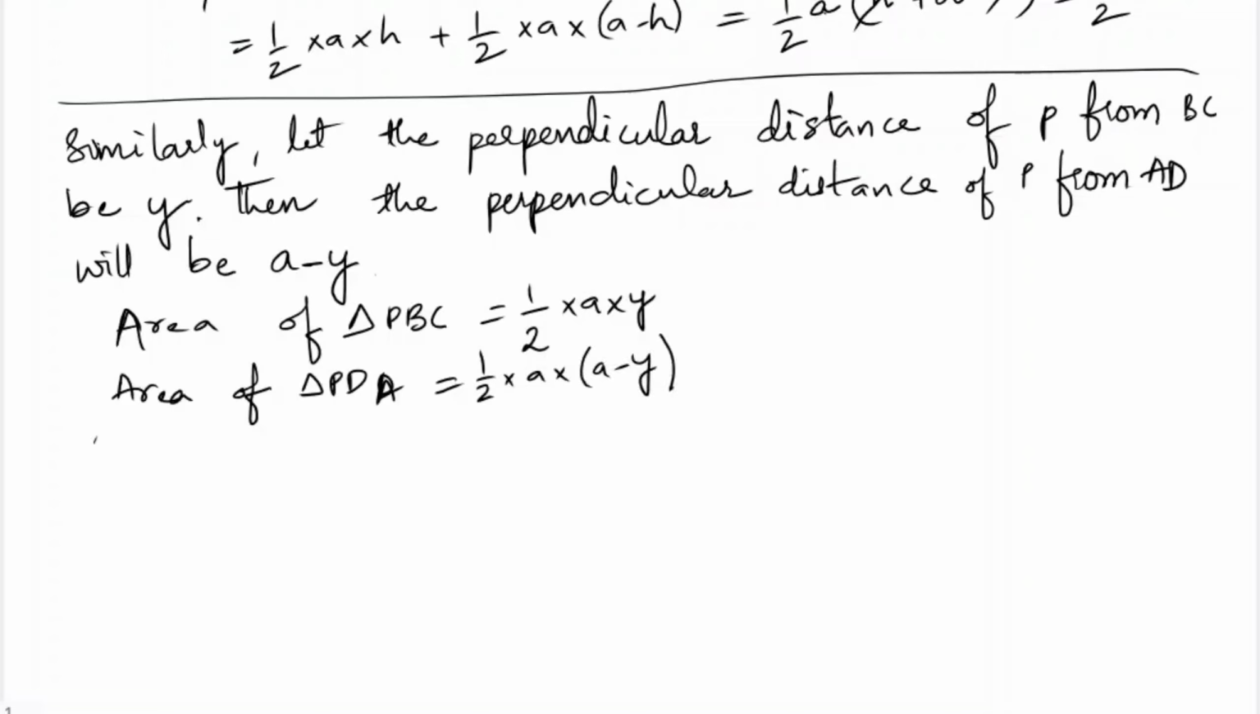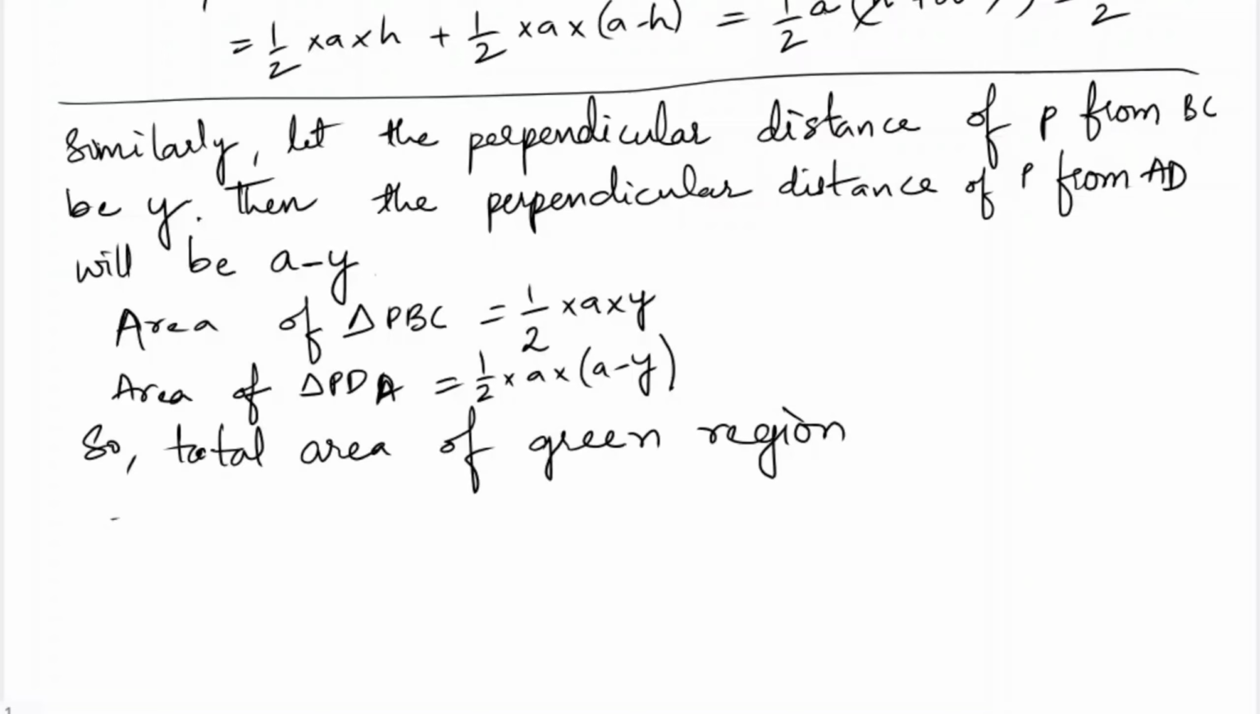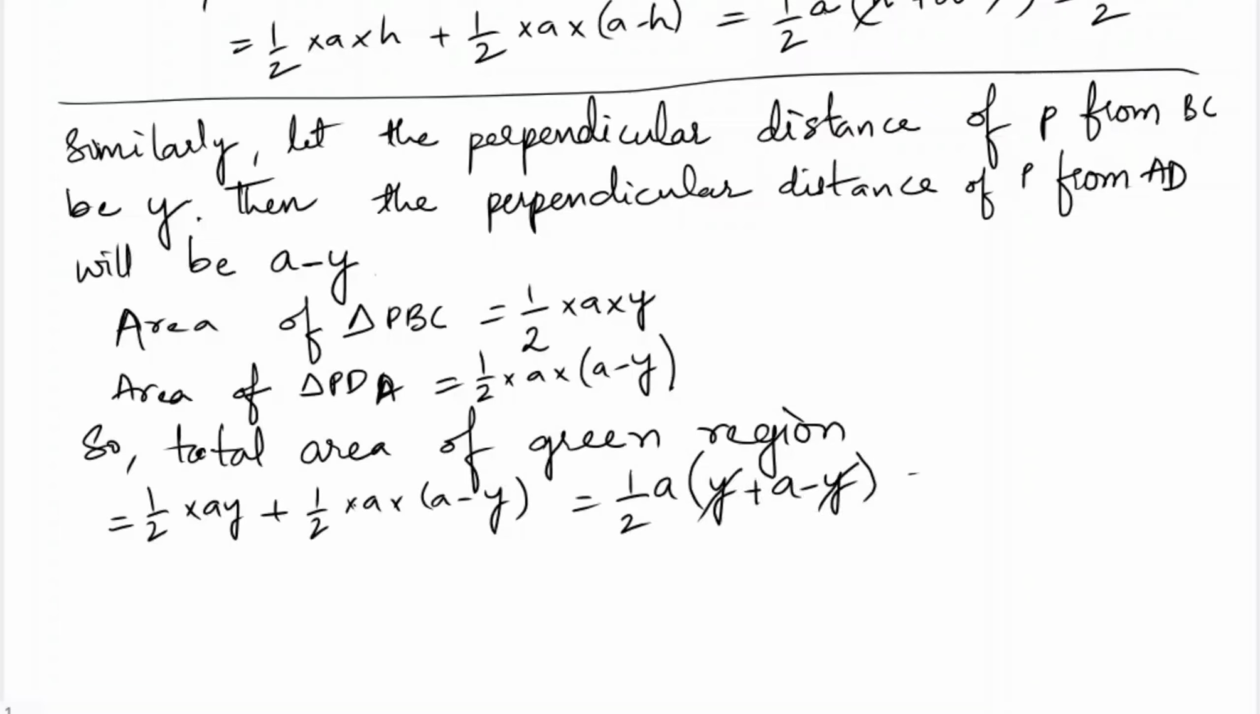We need to find out the total area of the green region. So let us add this: half into a into y plus half into a into a minus y. So here we are going to get half and a common. So we get y plus a minus y, and y minus y cancel. Half into a is a square over 2.